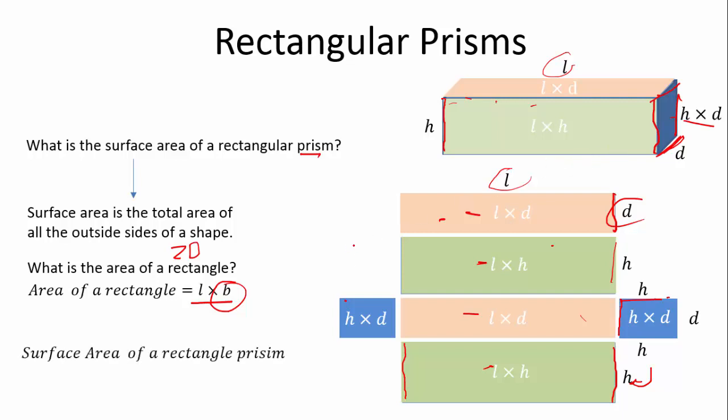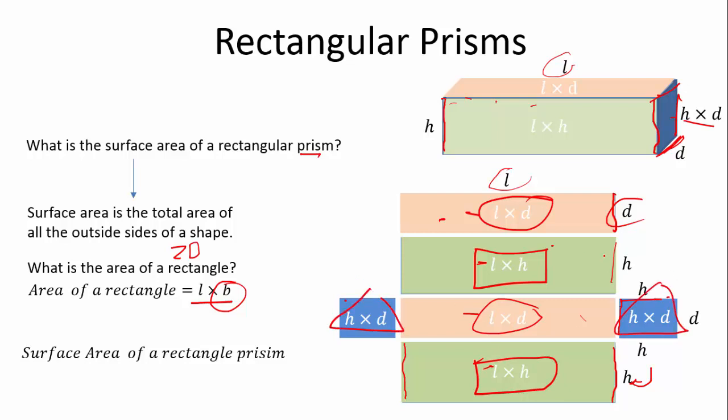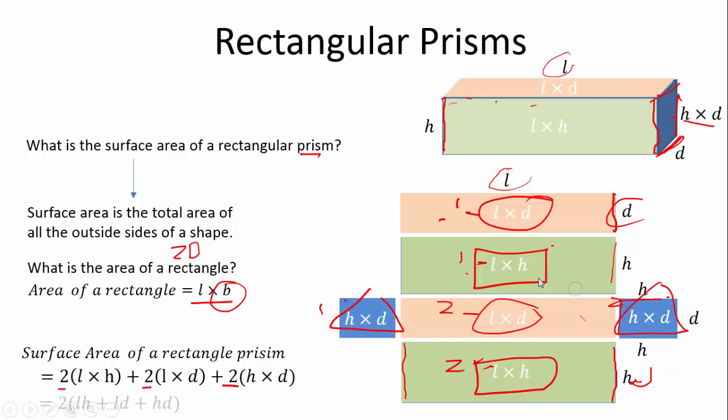Our surface area of a rectangular prism is 2 of these, because remember these are the same over here. I'm drawing circles. These are the same over here. I'm drawing rectangles. And these are the same here. I'm drawing triangles. So the surface area of a rectangular prism is 2 length times height. You can see there's 1 here and 2 here. 2 length times depth. You can see there's 1 here and 2 here. And then 2 height times depth. And you can see there's 1 here and 2 here. That makes sense. We can simplify that to take the 2 as a common factor out: 2 times (length times height, length times depth, height times depth).